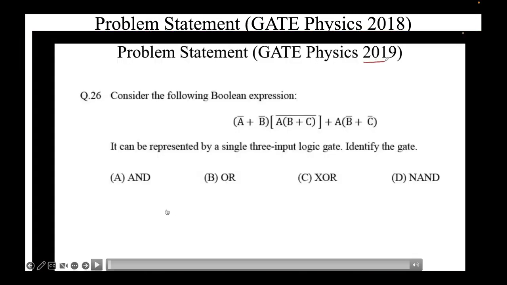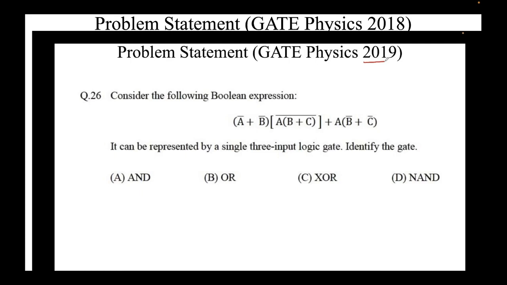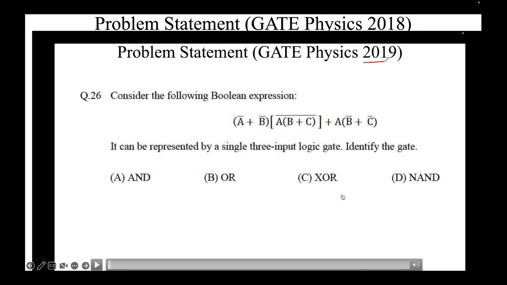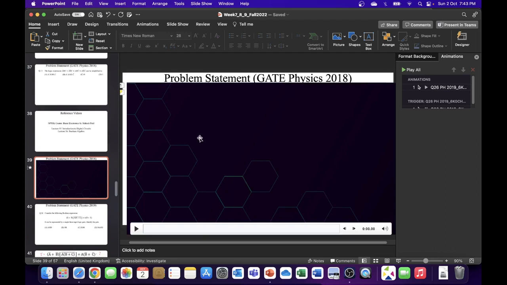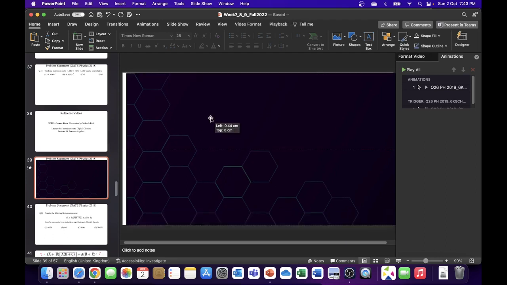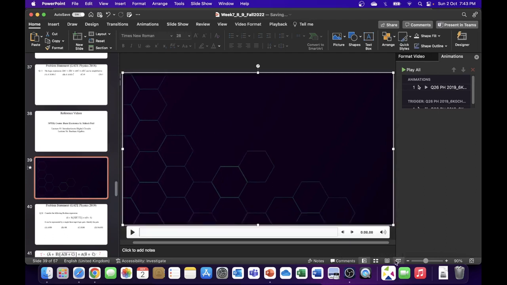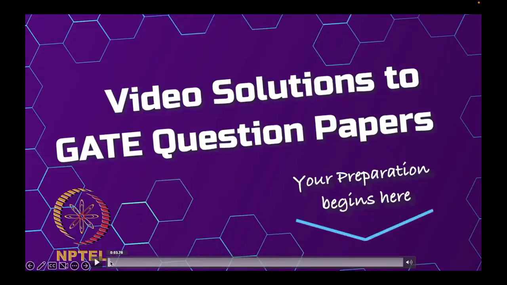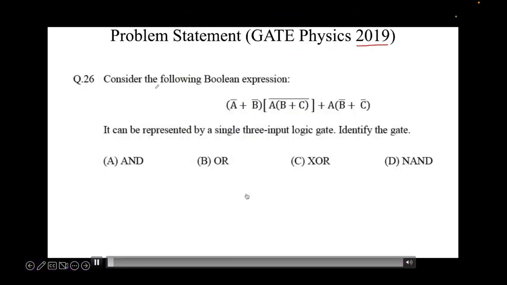Are you guys also seeing a double screen, or is it just me? No, sir. What's written on your screen? Yes, yes, sir. There are two screens. Problem 2019 and 2018. Okay. Now it's fine, right? Sir.